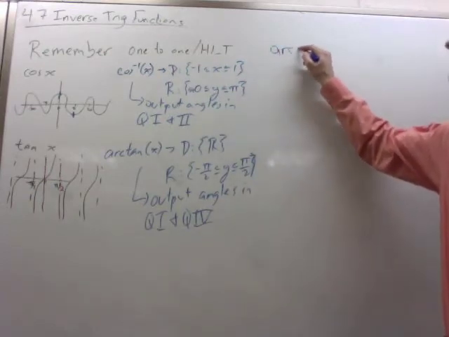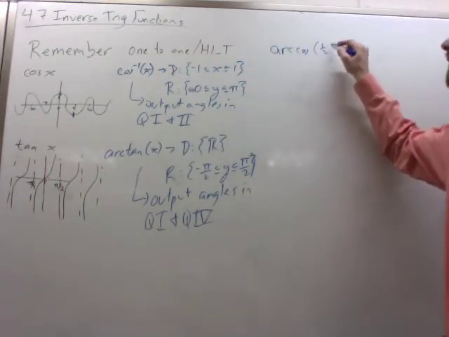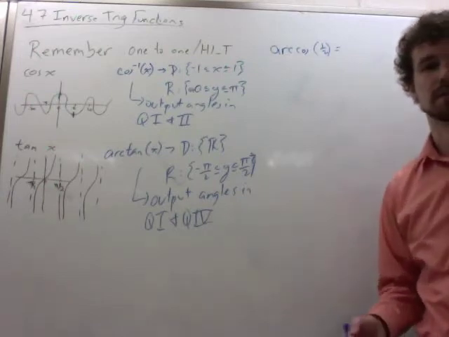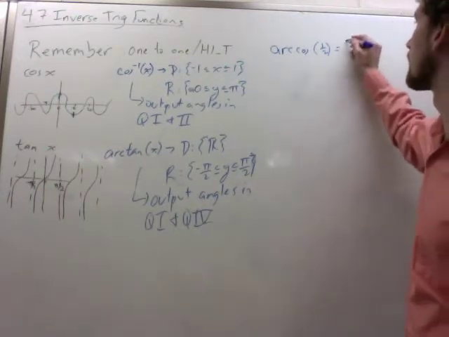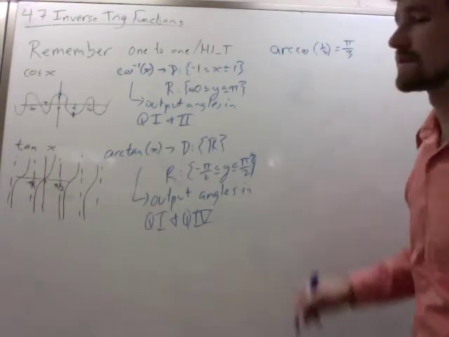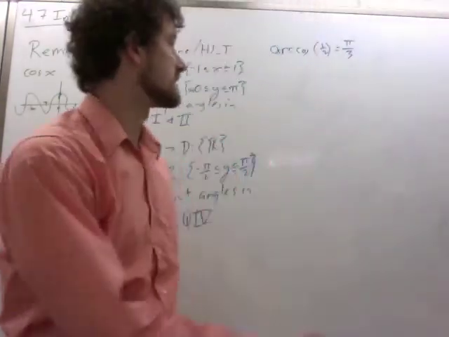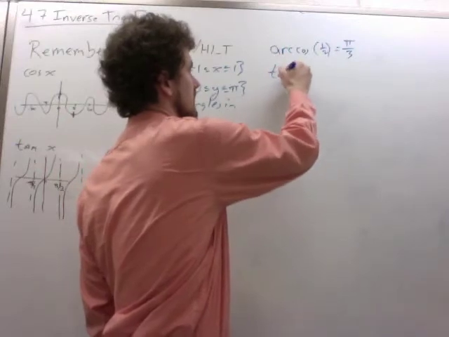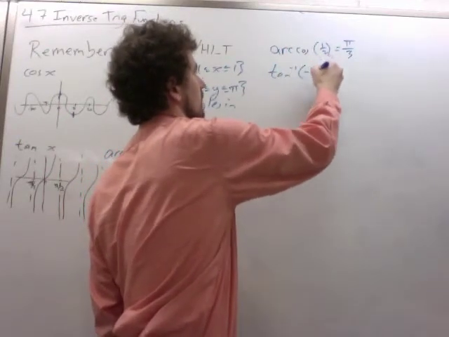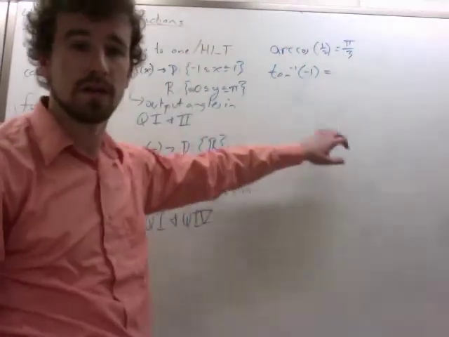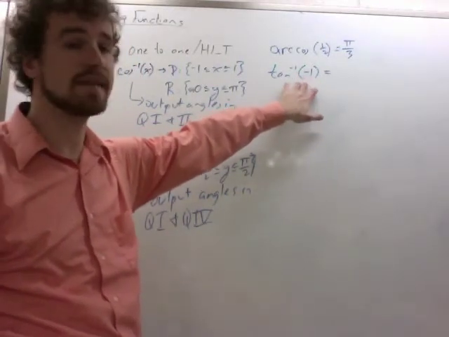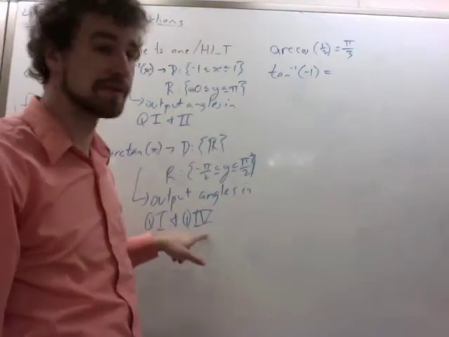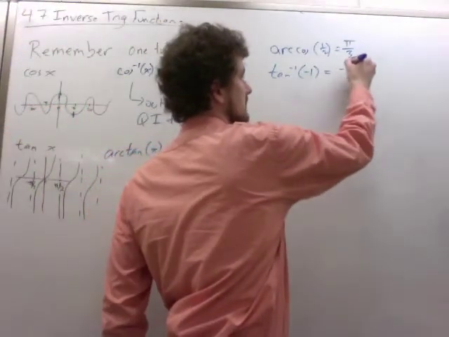I want the arc cosine of 1/2. Well, you probably remember that the angle that has a cosine of 1/2 is pi/3. So that would be pi/3. If I ask you what is the inverse tangent of -1, well, the angle that has a tangent of 1 is pi/4. To get a negative tangent, we need to go into quadrant 4, so -pi/4.